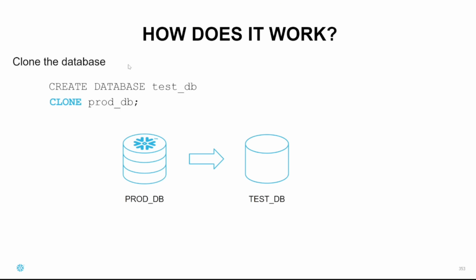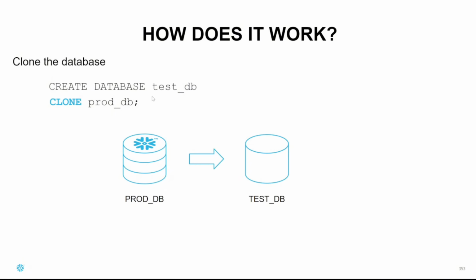And how does it work? This is a simple command through which you can clone any database, schema, or table. You just write create. Here we are cloning a database, so the statement is create database test DB clone production DB. If you want to clone your current production DB as a test DB to test in a lower environment, we can just run this particular statement.